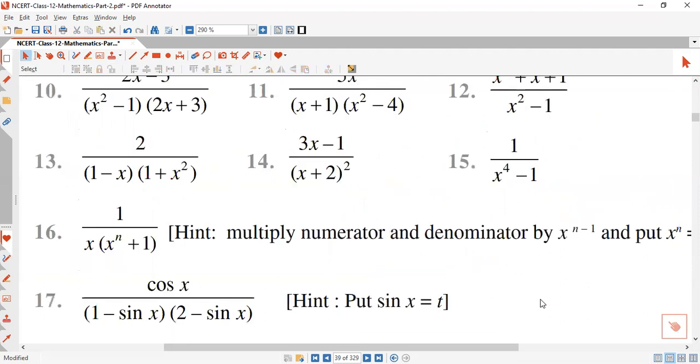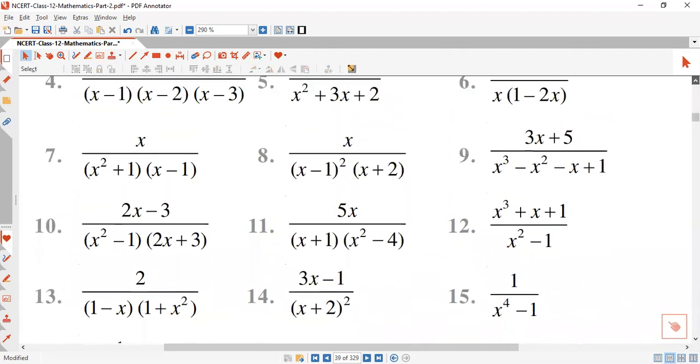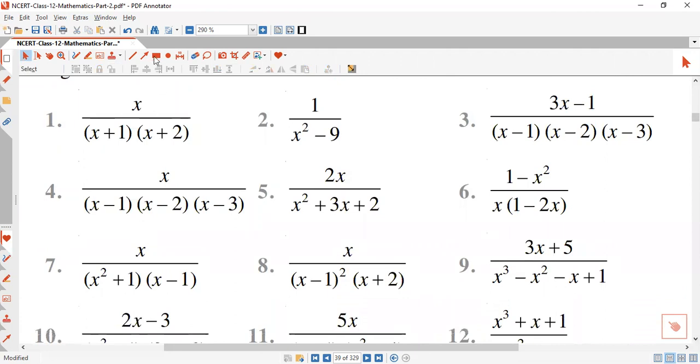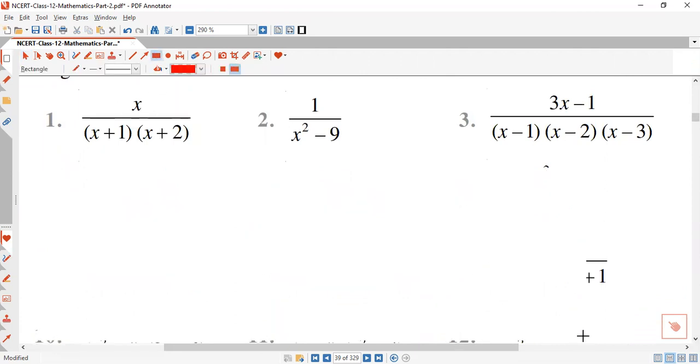Now we want to do the second question. Whenever we write down the answer, we combine the like terms. Say question number 2.